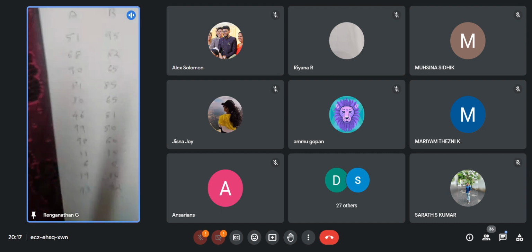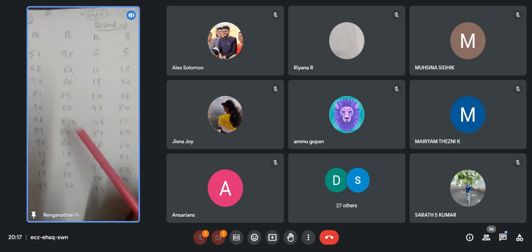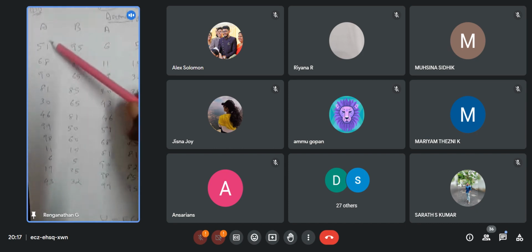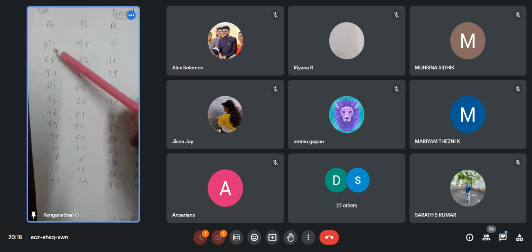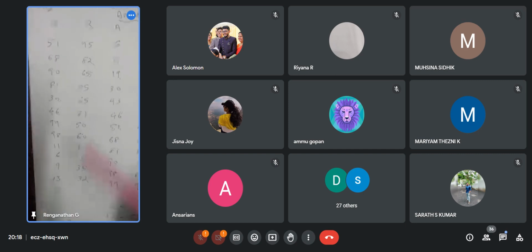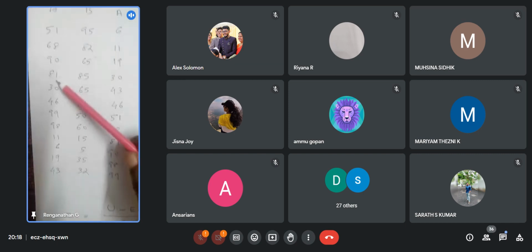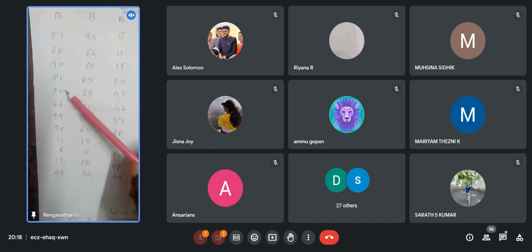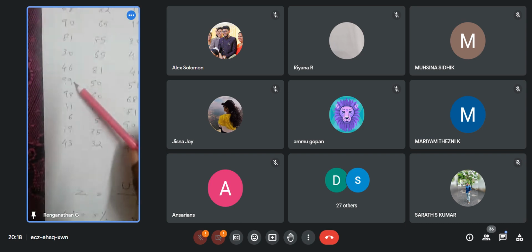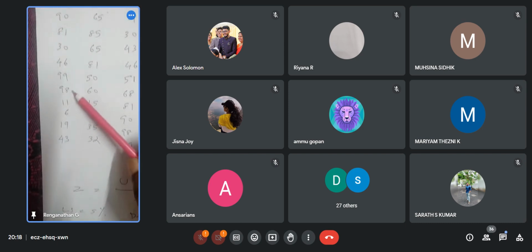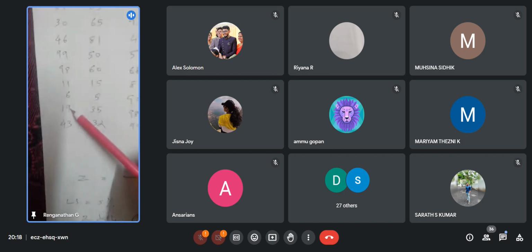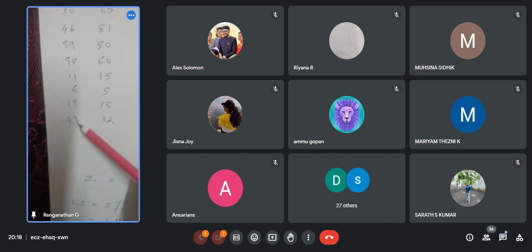So two groups are there. That means two columns are there. Just look into the screen: A, B, two columns. In the first group A, write these figures: 51, 68, 90, 81, 30, 46, 99, 98, 11, 6, 19, 43.